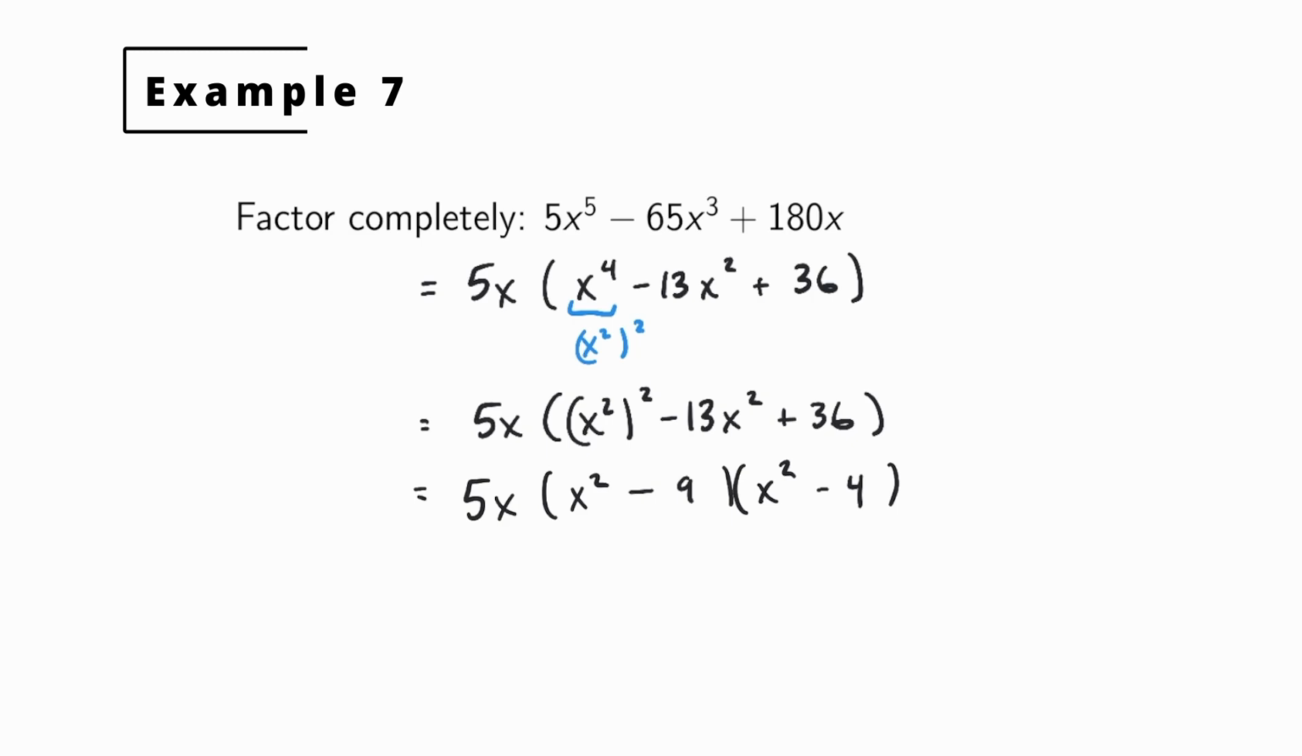Now, we're not quite done because both of these binomial factors are a difference of squares. This is x squared minus 3 squared and x squared minus 2 squared, sorry. So to each, we apply the difference of squares factoring formula, and we get 5x times x minus 3 times x plus 3. That's the first. And the second one will be x minus 2 times x plus 2. And that's it. Feel free to check your work.